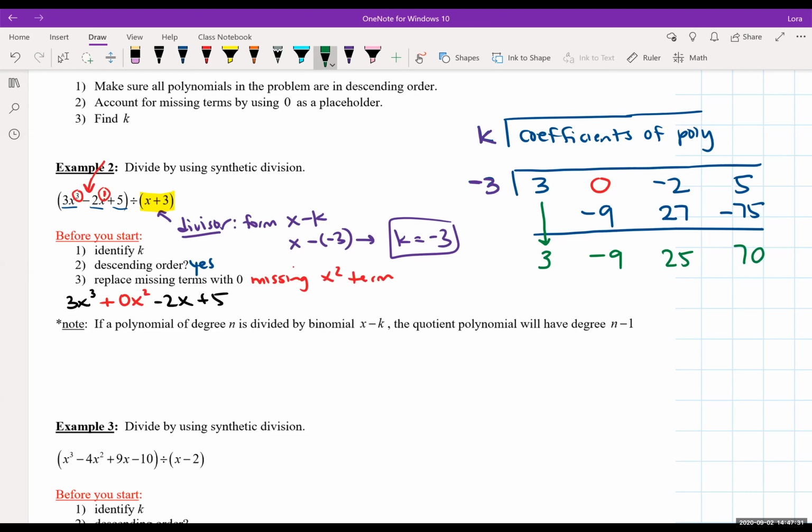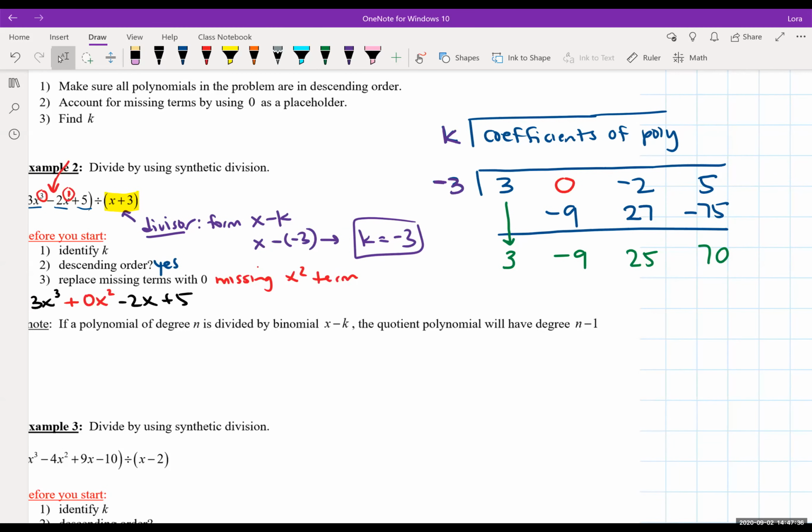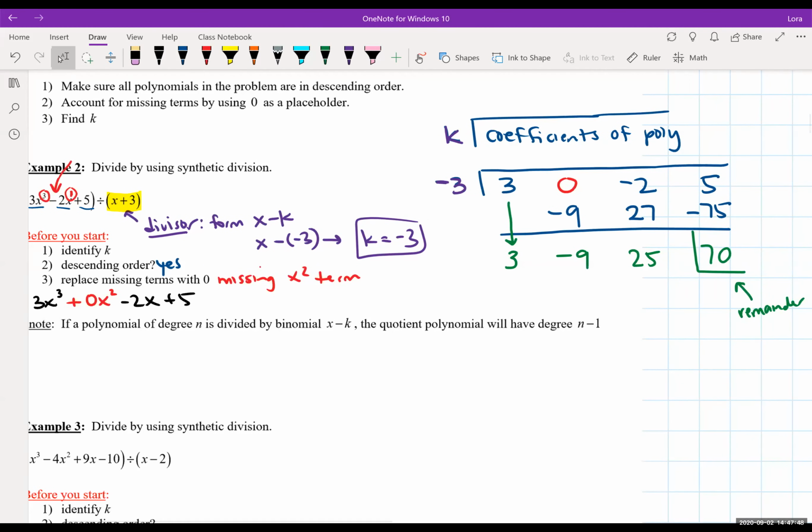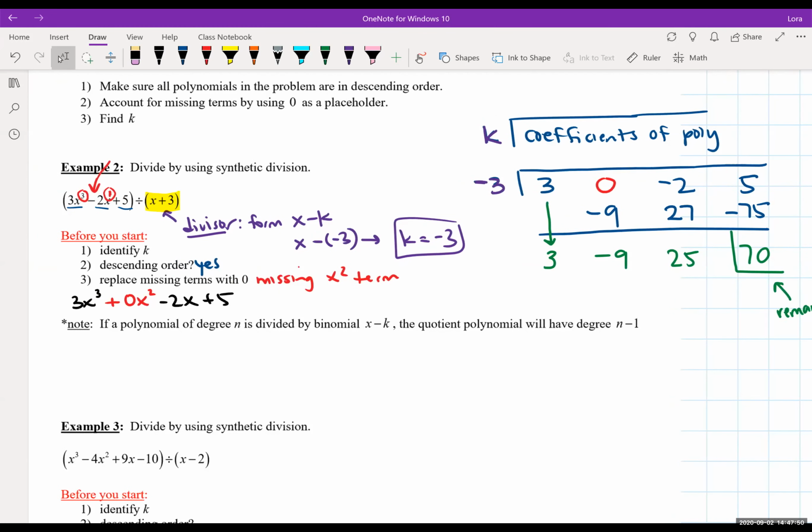Now there's significance in the numbers that you have written beneath the bar. What I'll tell you is that this last number right here, we refer to as the remainder, just like you did when you had long division. And a little bit of the note I left typed in, if you started out with a degree 3 polynomial and you divide it by a degree 1 polynomial, what's happening is you bump off the degree by 1.